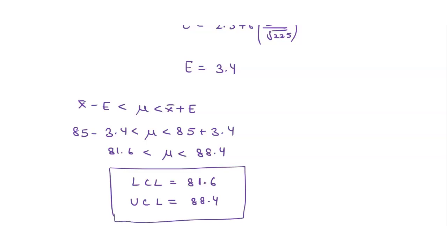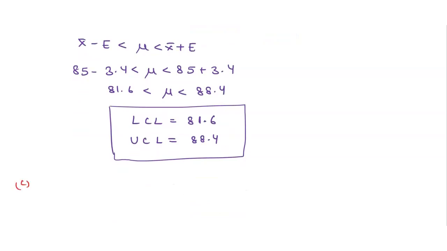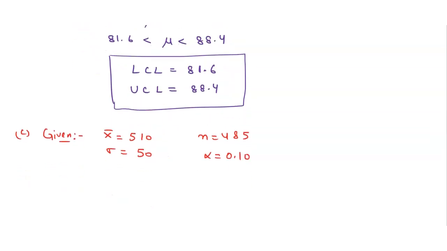Moving on to the C part. In C part we are given that mean is equal to 510, standard deviation equals to 50, n is equal to 485, alpha is equal to 0.10. And now on solving this we have to find LCL and UCL for this question.